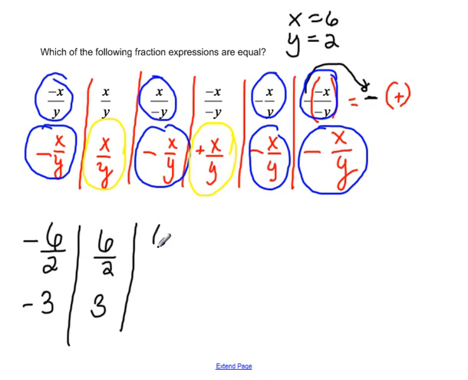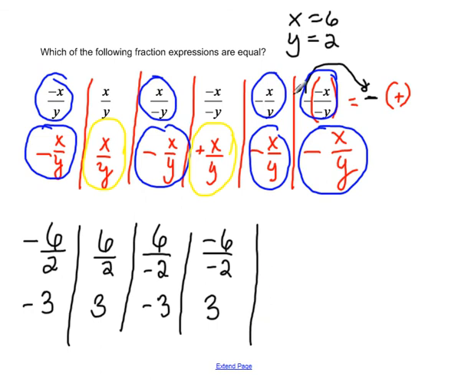Next problem, if I put in 6 for the x and 2 for the y, that would give me 6 over negative 2. Again, that's negative 3. The next problem, if I put in 6 for the x and 2 for the y, I'm going to have negative 6 over negative 2, which would give me positive 3. And then, remember we had the negative sign out front, 6 over 2. So 6 over 2 is 3, but then when I take its opposite, that gives me negative 3.